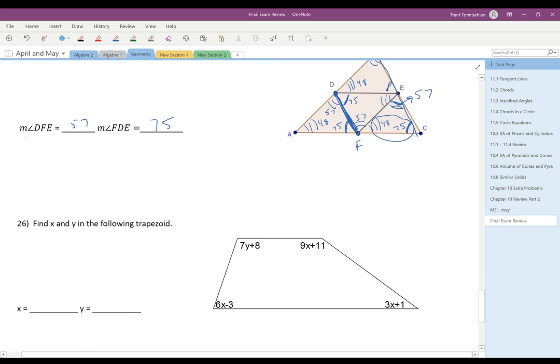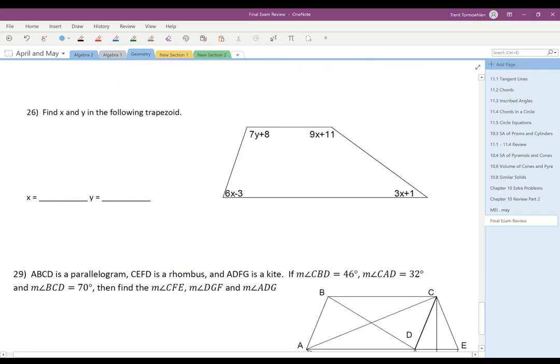All right, looking at number 26, it says we have a trapezoid, and we want to find x and y. Well, one of the theorems about a trapezoid is that two of the side lengths are parallel, which means you can use parallel line theorems, which means these two angles are alternate interior angles. So we can set up two equations: 7y plus 8 plus 6x minus 3 equals 180, and 9x plus 11 plus 3x plus 1 equals 180.